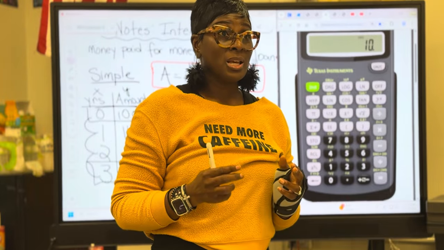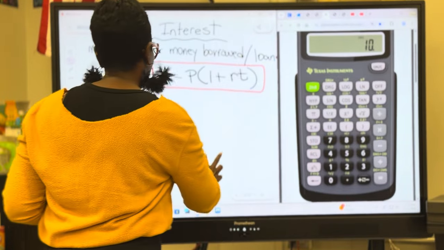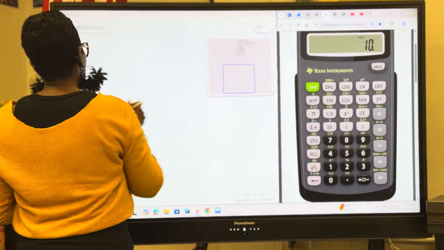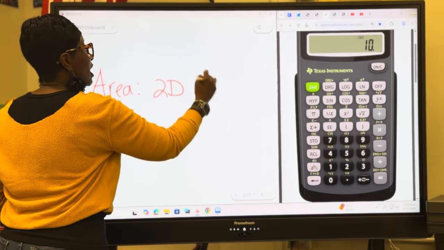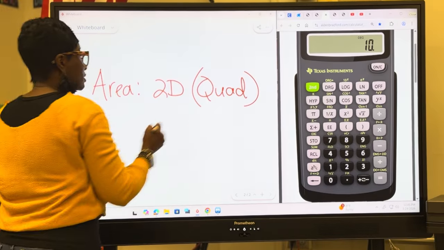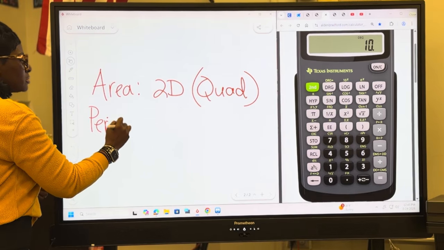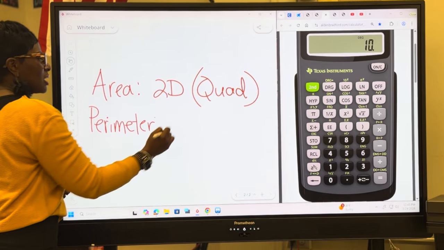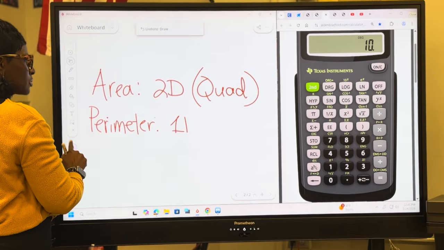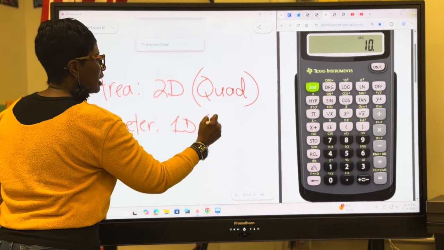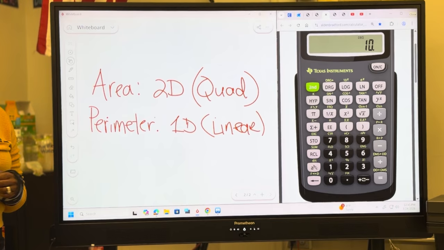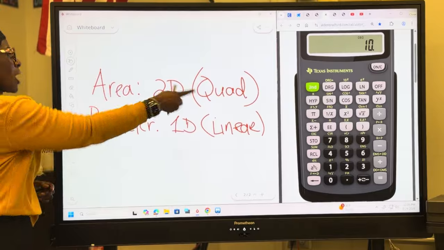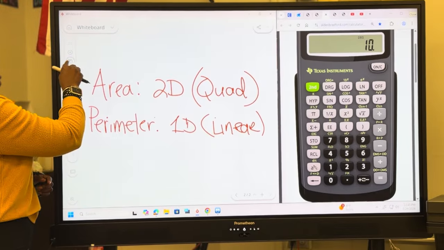Are you listening? Write it in your notes. We're writing that area is two-dimensional, so it's going to be quadratic. And perimeter is just length, so it's one-dimensional, so it's going to be linear. Does that make sense? Does everybody understand why I'm saying that? Okay. So area is quadratic and perimeter is always linear.